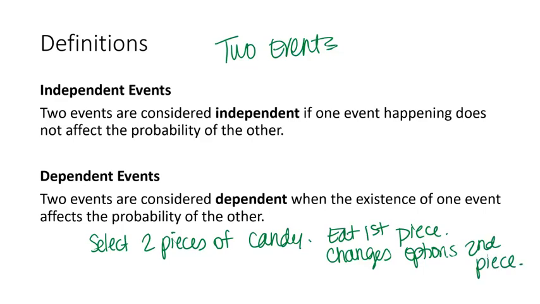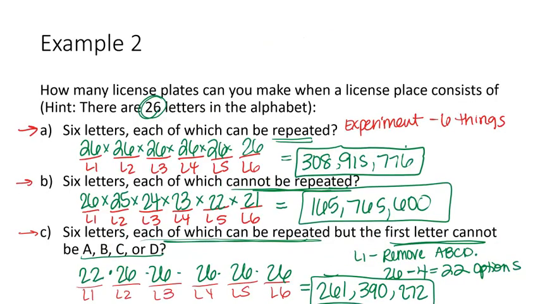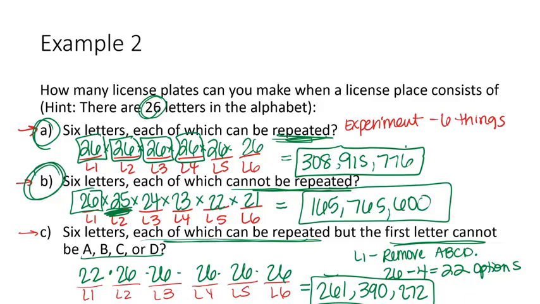Or like earlier when we were doing our letters, without replacement, looking here at B, when I did not replace my first letter, it changed my options for the second letter. If I cannot repeat, that makes me dependent. However, for A, when I could repeat, I had the same 26 options over and over again. One letter did not impact the other. So this would have been considered independent. This would be considered dependent.